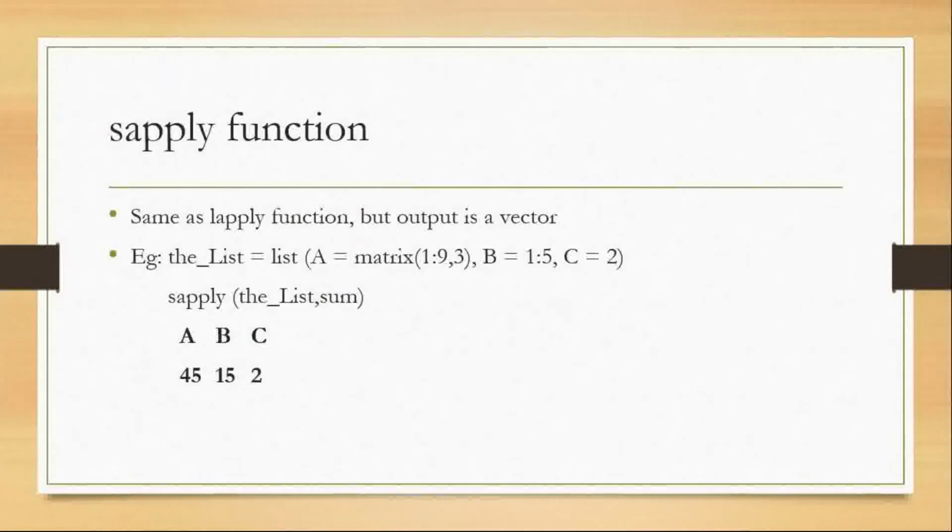Now let's move on to the next function, which is sapply. sapply is the same as lapply, but it has one difference, which is it returns a vector as the result. In lapply, the result will be a list, but in sapply, the result will be a vector. As you can see on the screen, the output is the same, but in the form of a vector.